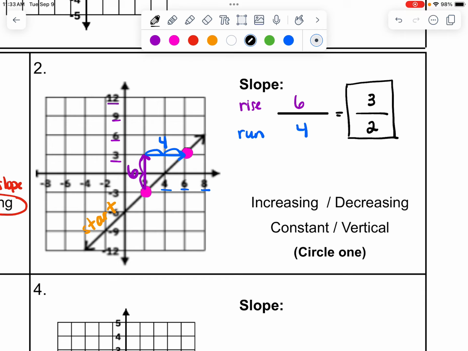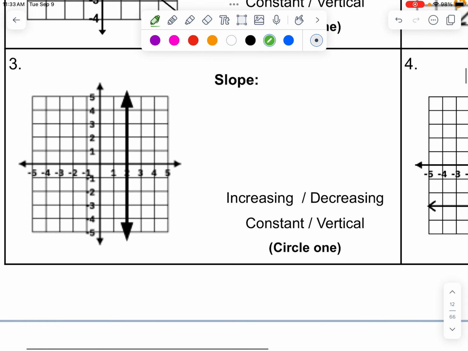Now, by looking at this picture, I can see that this is a graph that's going uphill. So I would circle the word increasing here. I can also see that I got a positive slope, which is another way of knowing this is an increasing graph. Let's try this again.